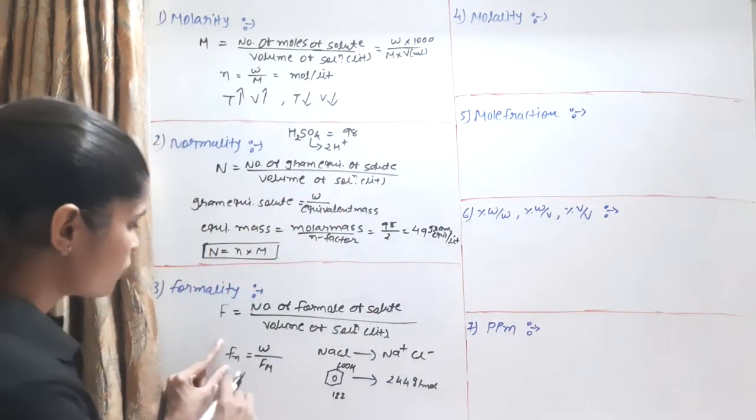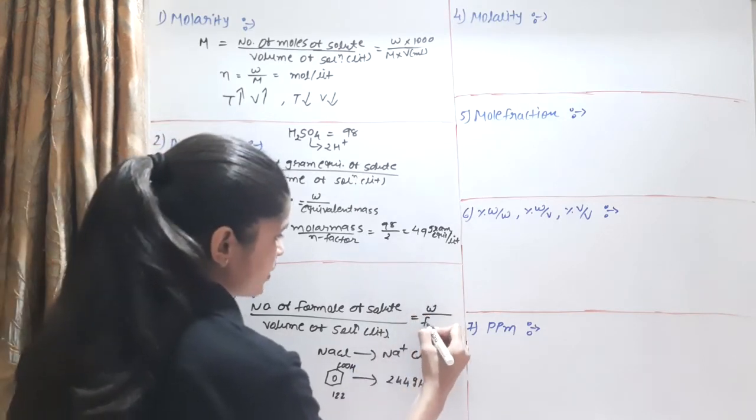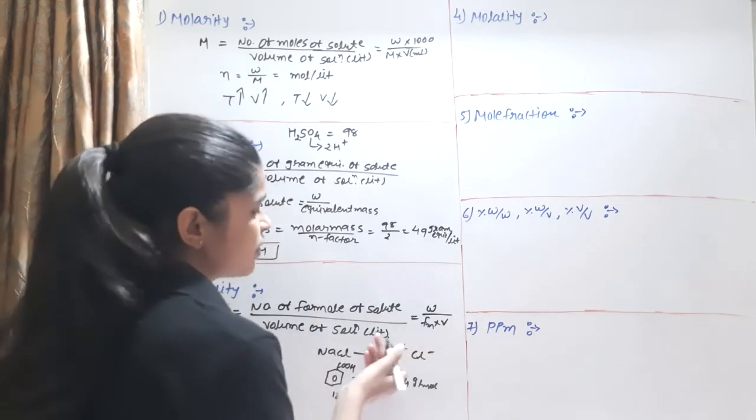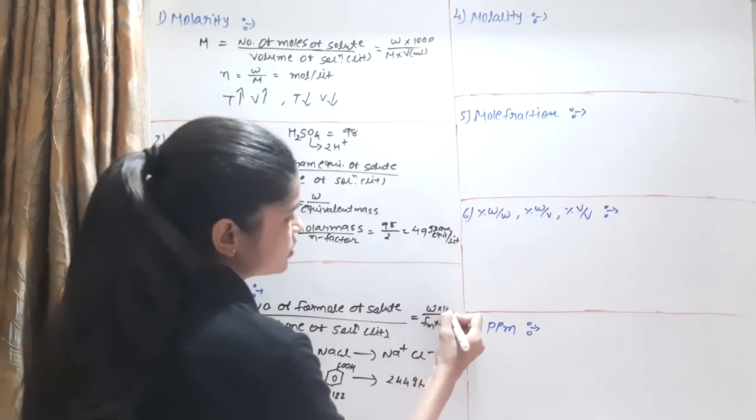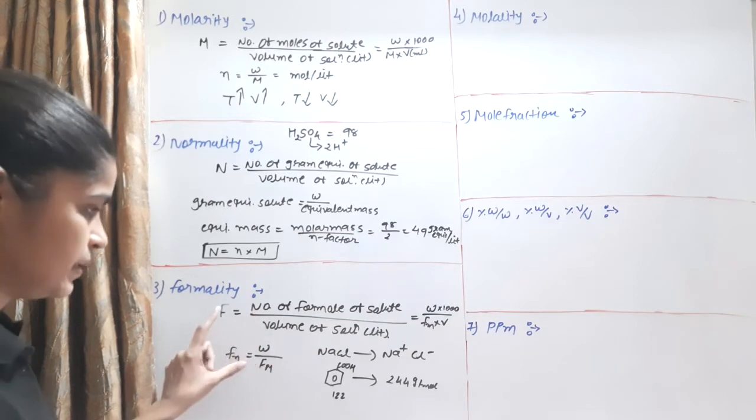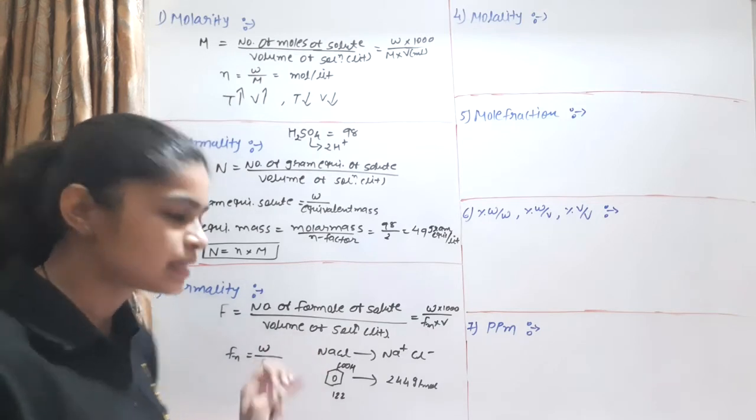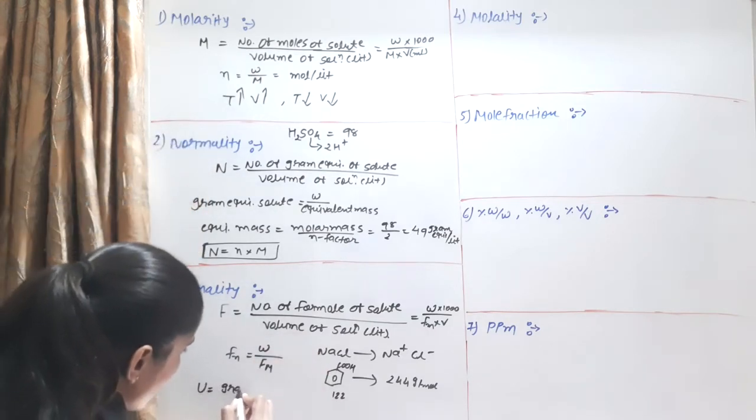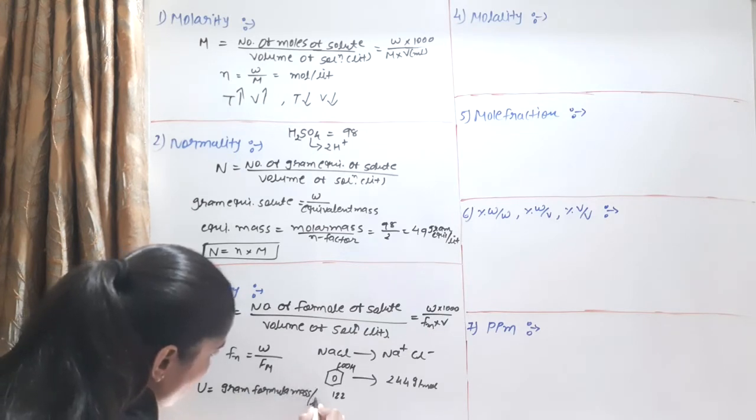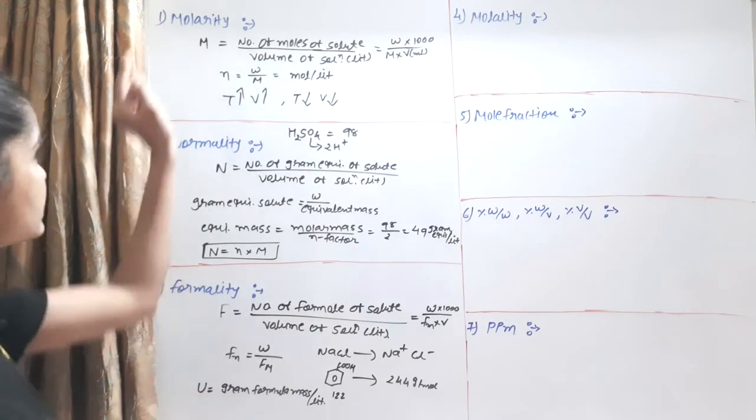So Fn is equal to W upon Fm. We put this in the equation: W upon Fm multiplied with the volume of solution in liter. When volume is in ml, it's multiplied with 1000. So F is equal to formality. What is the unit of the formality? The unit of the formality is gram formula mass per liter.